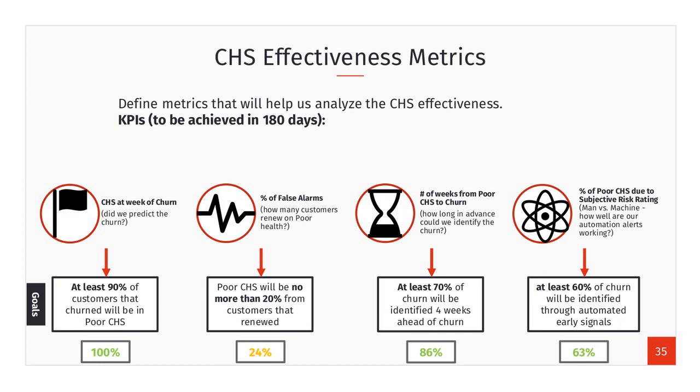But the number of weeks from poor to churn, if you remember, at first the number was 55%, and now it's improved to 86%, which is a really, really good improvement for us. And the man versus machine, so now we have 63% of the customers that churned were marked as poor through our automated early signals, which is really, really great for us.